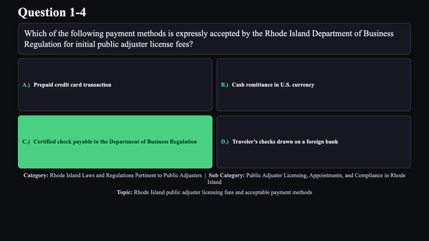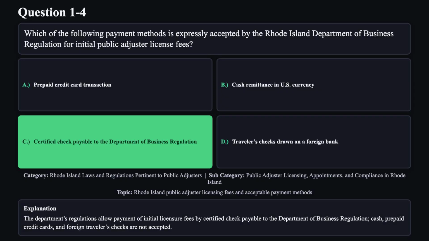The correct answer is C. The department's regulations allow payment of initial licensure fees by certified check payable to the Department of Business Regulation. Cash, prepaid credit cards, and foreign travelers' checks are not accepted.